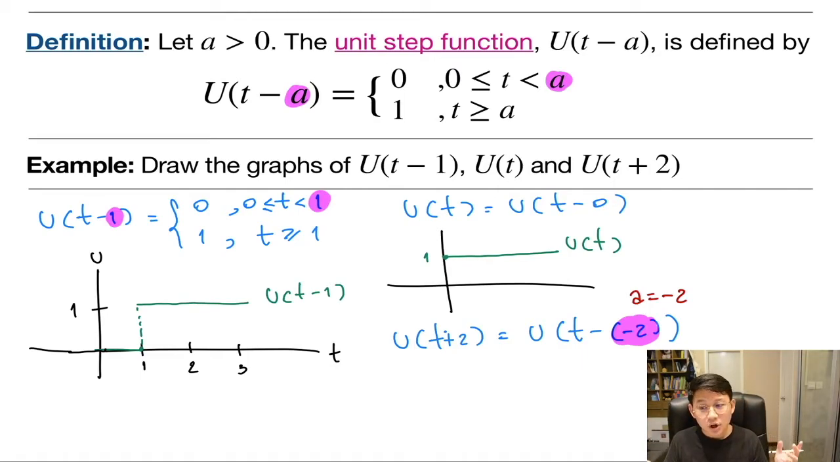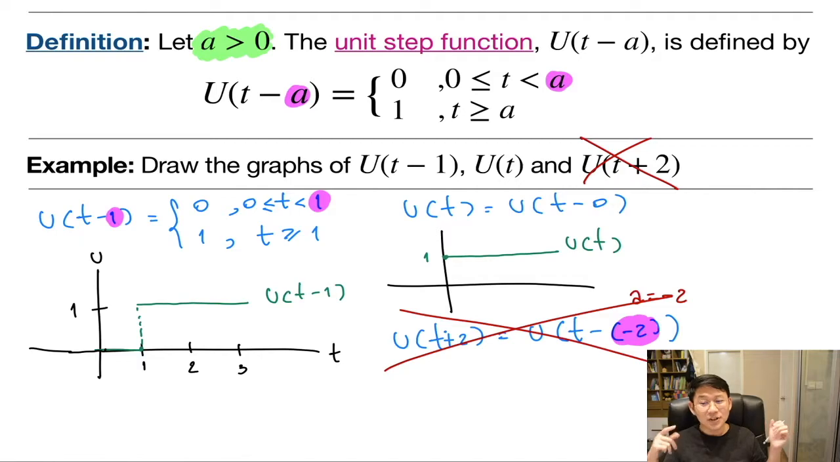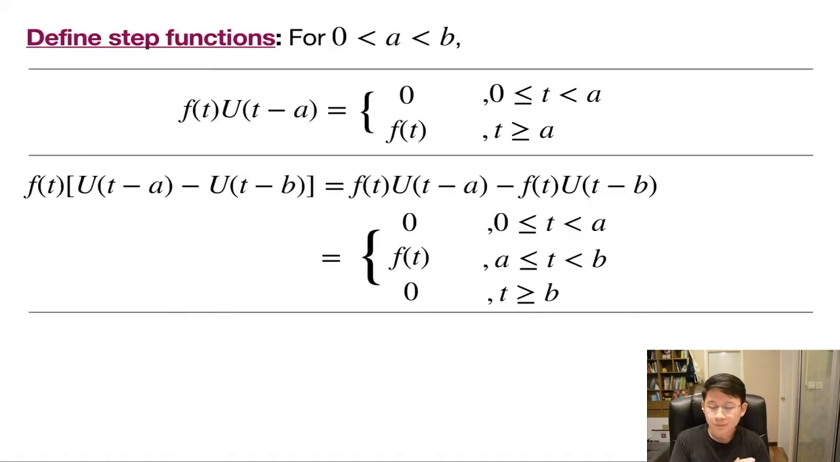But guys, because a must be positive, this one is undefined. Okay, it's undefined, right? Because a is negative. We can draw a graph of u(t-a) if and only if a is a positive number. So for u(t+2), we can't really draw a graph for it. Okay, let's look at it a little closer.